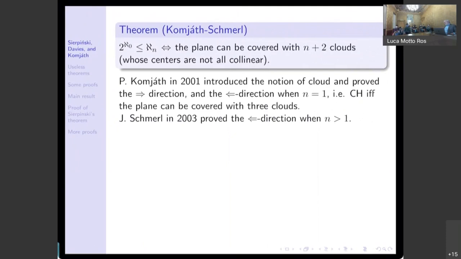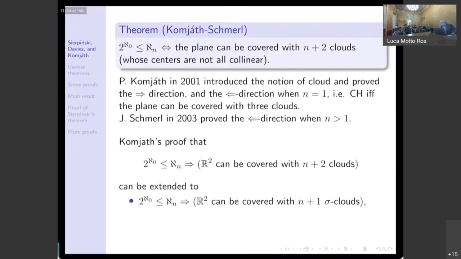Jack Schmerl in 2003 proved the other direction, and so Komjáth proved that from the bound of the continuum, you get that the plane can be covered, and this can be massaged to use sigma clouds, always with the proviso that the centers are not collinear. But of course, from n plus two, you can drop one unit. You can do with one less. And of course you have to avoid the case n is equal to one.